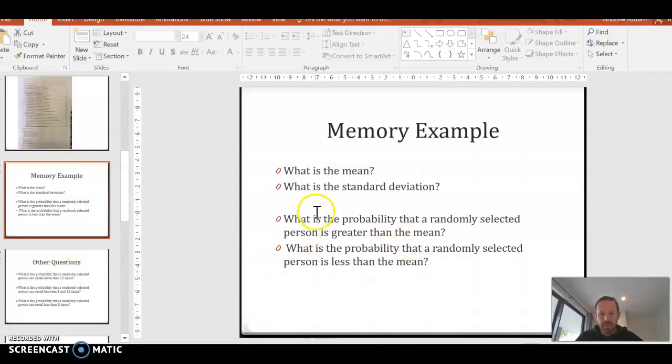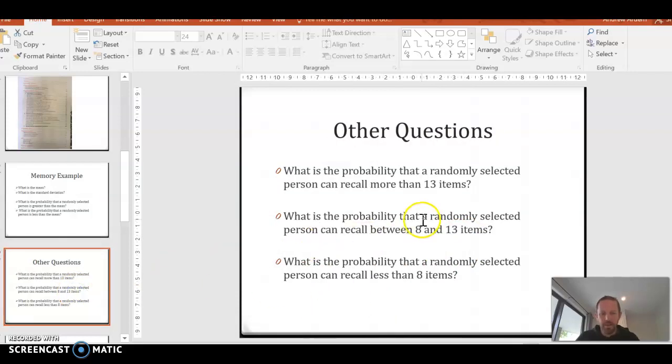These are the questions we tried to answer, and these ones are straightforward. Before I do that, I'll just do these questions, and then I'm going to show you an illustration of what the normal distribution looks like. The probability that a randomly selected person can recall more than 13 items.